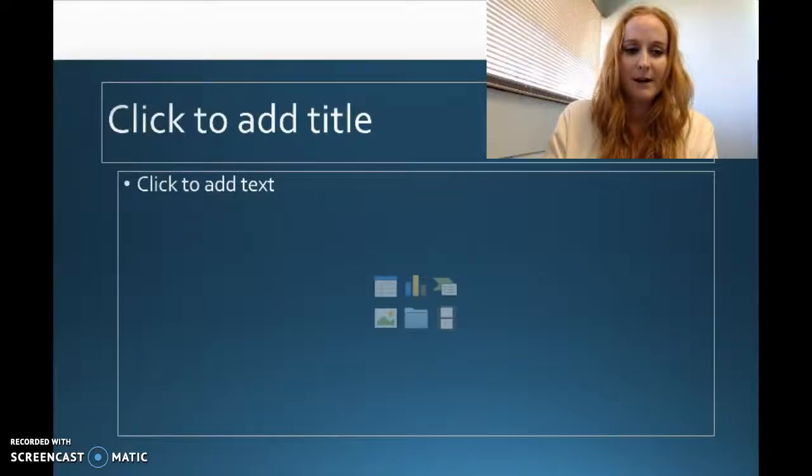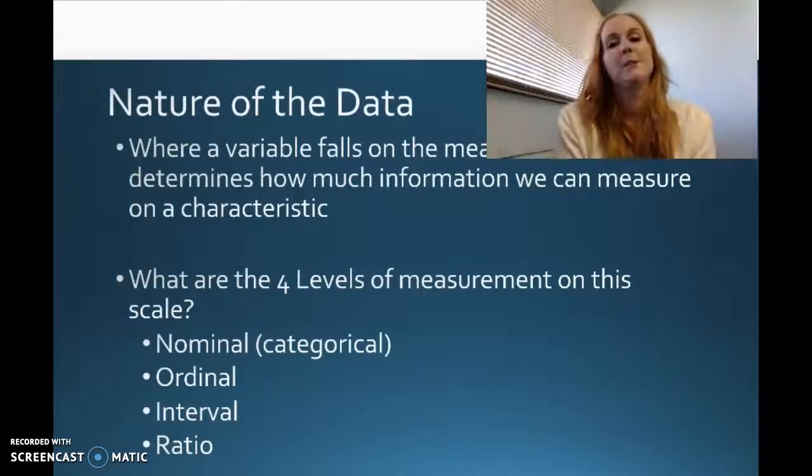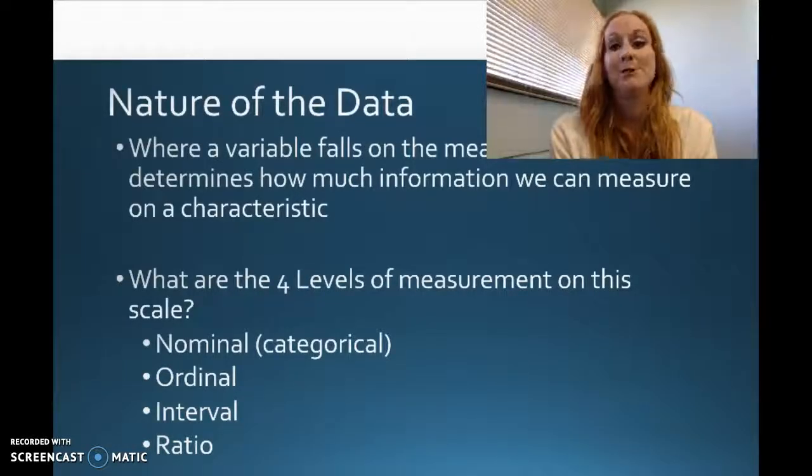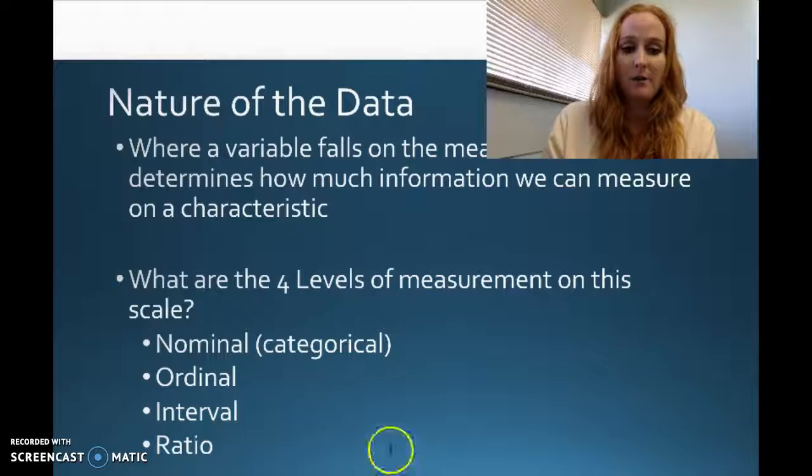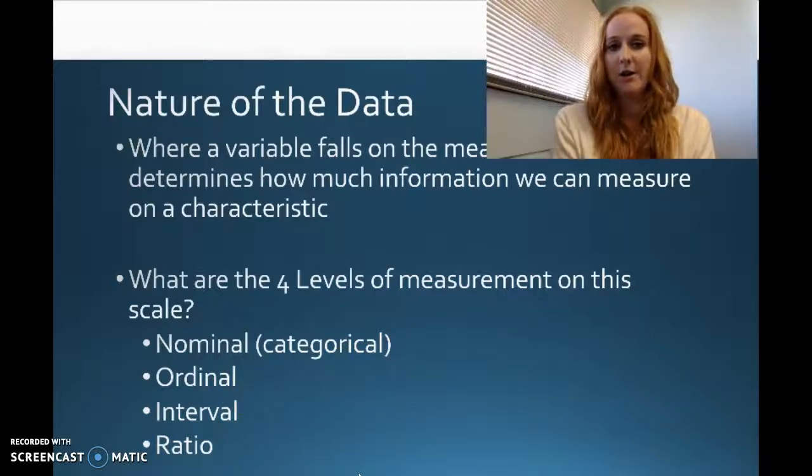So right here, let's say we wanted to study pot smoking. And we were going to grab a bunch of people in a survey and ask them about their pot smoking behavior. We could ask them about pot smoking in a nominal, an ordinal, or an interval or ratio manner. And that's going to give us different amounts of information.